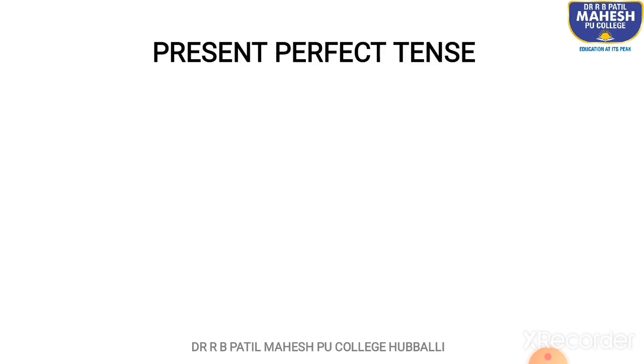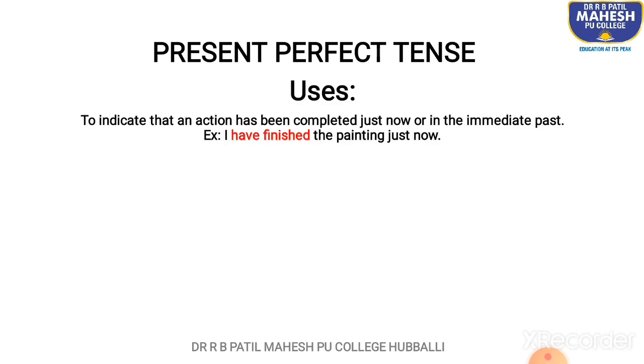Okay, present perfect tense. Let us see where we can use it. To indicate that an action has been completed just now or in the immediate past. So present perfect tense is used to indicate an action which has been completed just now, or in the immediate past. So the sentence here is, I have finished the painting just now.